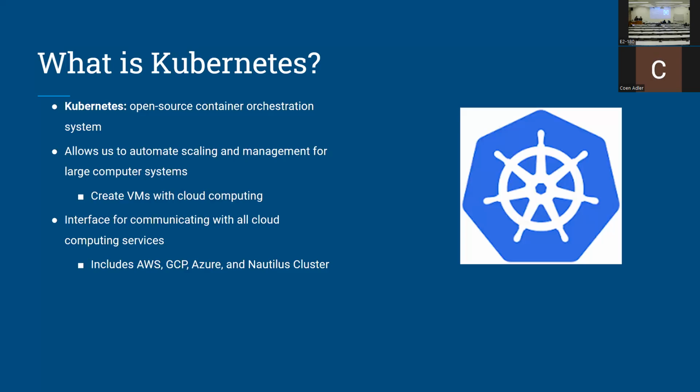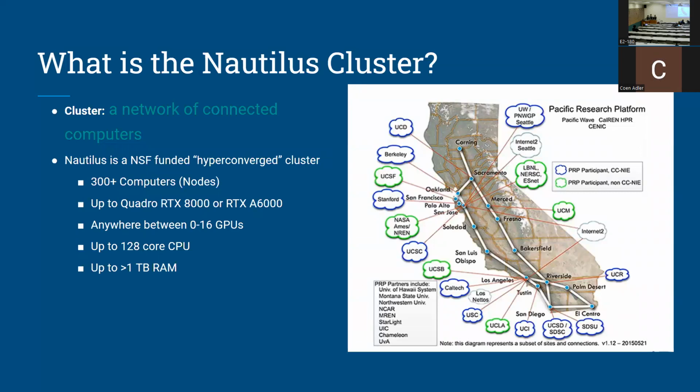And you can use this in multiple places other than just Nautilus. This is very important if you ever want to do anything with cloud computing. So if you want to use AWS, GCP, Microsoft Azure, all these will be using Kubernetes to be able to access their cloud resources. And so we're going to show some examples of how to do that with the Nautilus cluster. So when I say Nautilus cluster, what do I mean by that?